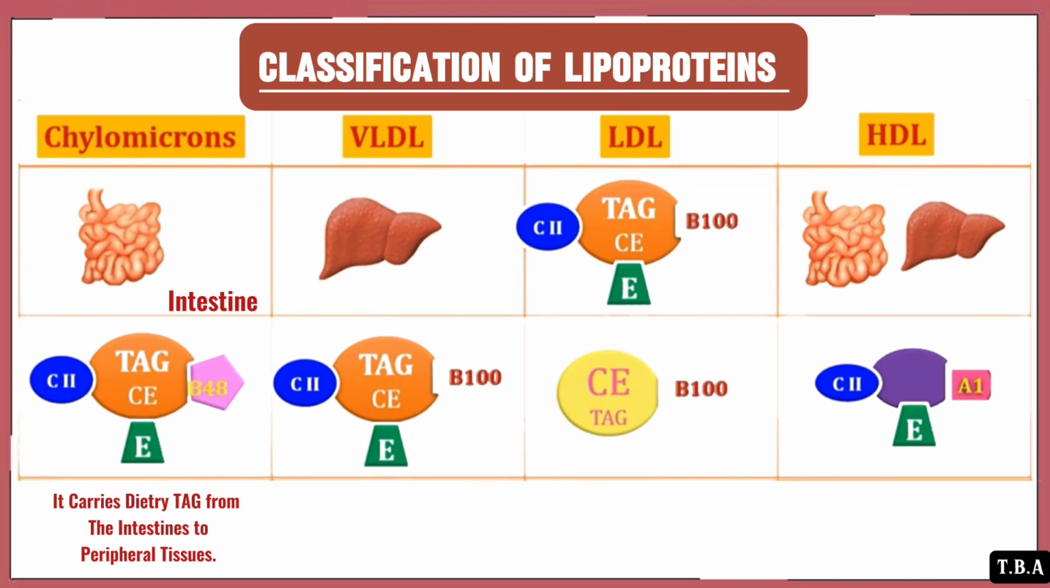VLDL, which is also known as the very low density lipoproteins. Now, it is synthesized by the liver, and it is associated with certain apoproteins like the B100, the C2, and the E. Now, the function of the VLDL is that it carries endogenous triglycerol from the liver to peripheral tissues like the skeletal muscle or adipose tissue.